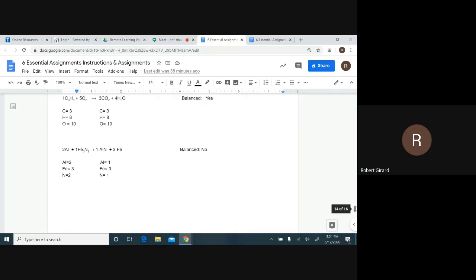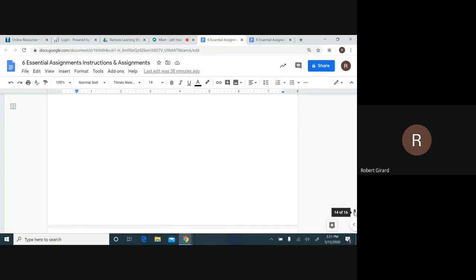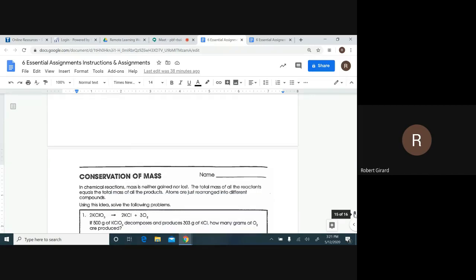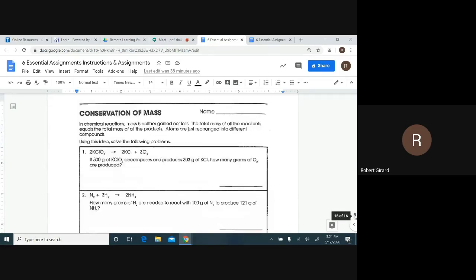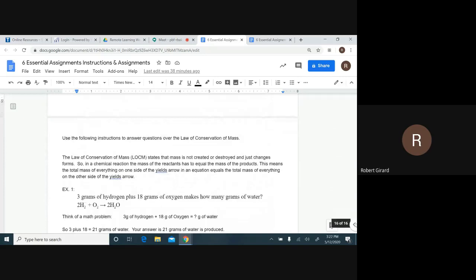And that's assignment 5. Assignment 6, conservation of mass, is based on the law of conservation of mass, which there is an instruction sheet for: mass is neither created nor destroyed in normal chemical reactions. So the mass of your reactants, on the left side of the arrow, has to equal the mass of all the products on the right side. So you're not losing any mass. The best way to think of it is as a math problem where you have to have the left side equal the right side.